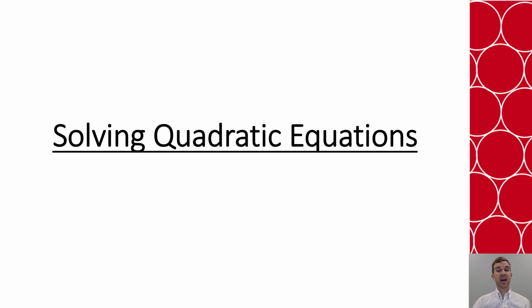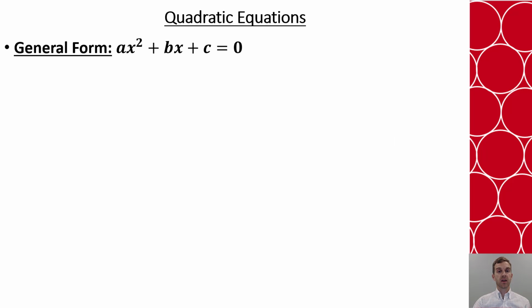In this video, we'll discuss how to solve quadratic equations. The first thing we want to do is always put our quadratic equations into general form, where it goes from x squared to x to the constant. So ax squared plus bx plus c equals 0. This allows us to use our different forms of solving the equations correctly to get the solutions.